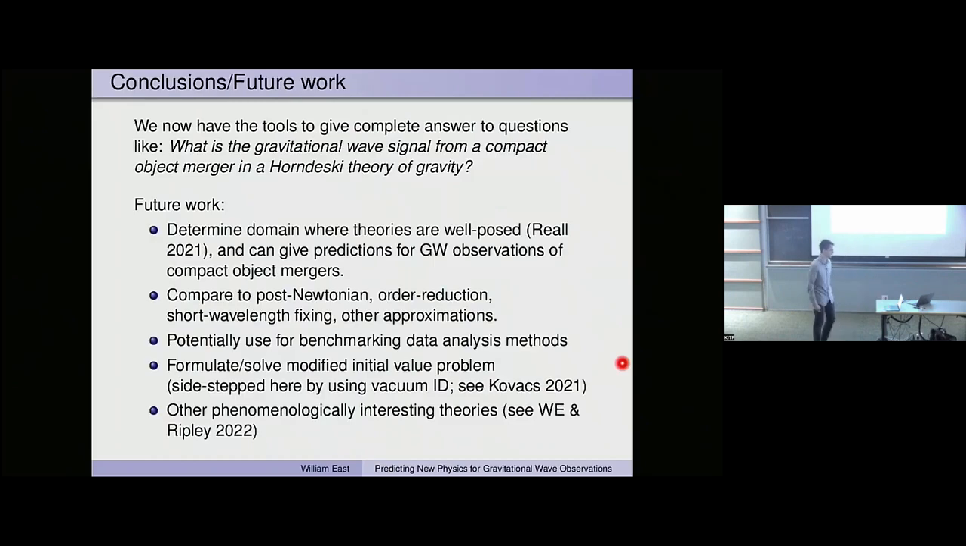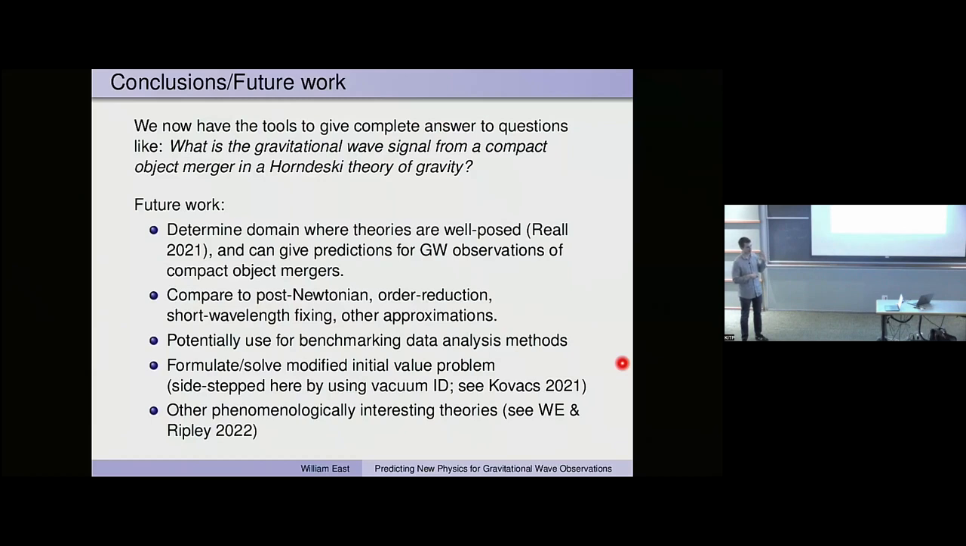So just to conclude this part of my talk, there's still a lot of work to do. In particular, determining the domain of validity of these various theories and various choices of parameters and initial data. Something I didn't talk about is tackling the initial data problem in this theory, which would be another direction.